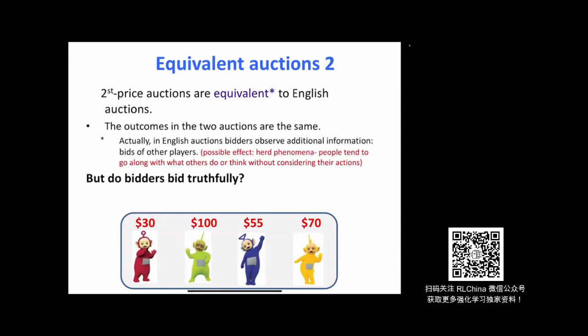So the outcome in the two auctions is the same, but actually in the English auction, bidders tend to observe additional information about others, and may therefore be influenced by other people, psychologically. Here, we're not taking that into account. Think about people as rational, but do bidders bid truthfully? That's the question I posed. And why do bidders bid truthfully in the second price auction or English auction?